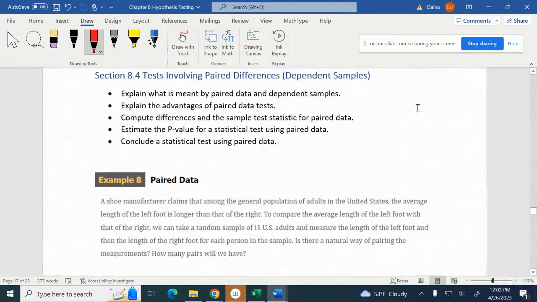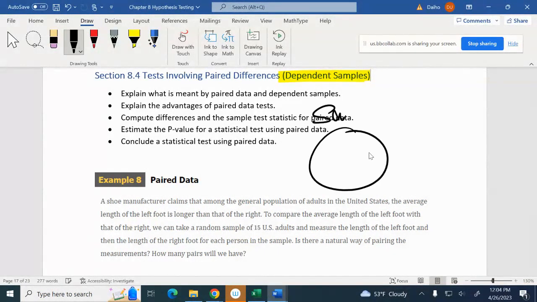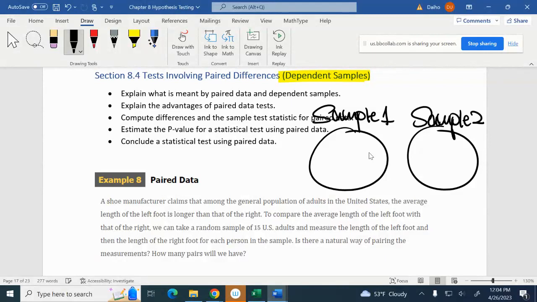First of all, we are going to discuss the dependent 2 samples. So now we have sample number 1 and sample number 2, but they are dependent. Please look at the example. In this example, it's paired data.